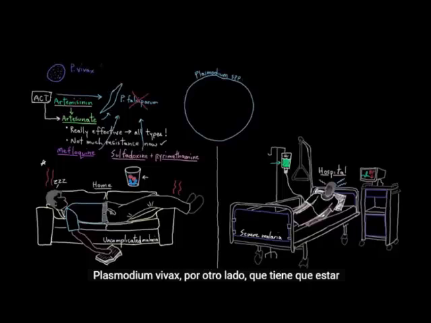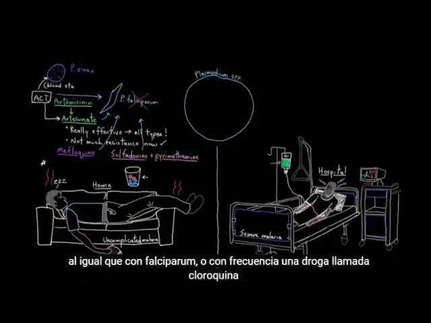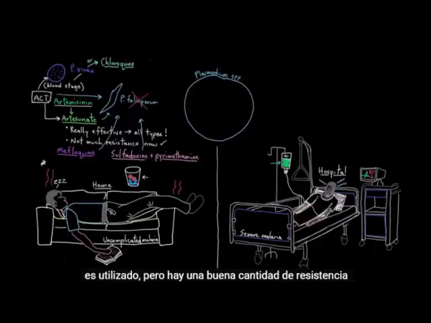Plasmodium vivax, on the other hand, has to be treated in a different way. So for the blood stage, you could still use ACT, just like with falciparum. Or often a drug called chloroquine is used. But there's a fair amount of resistance to chloroquine amongst malaria parasites nowadays, mostly in Southeast Asia. But how does chloroquine work?